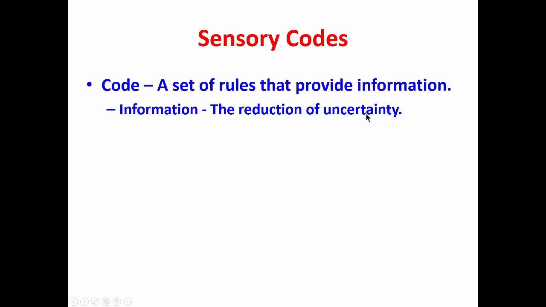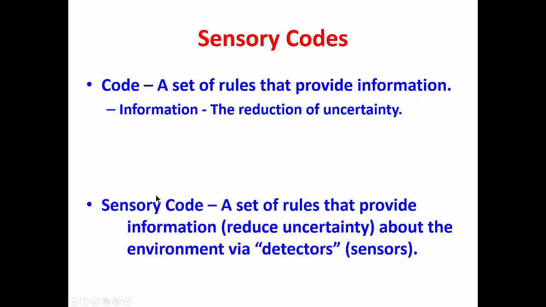Then let's say that you or another student asks a question of the professor about that test to further reduce the uncertainty. We're getting more information, we're further reducing the uncertainty. With these definitions, we can go on to more fully understand a sensory code as a set of rules that provide information or reduce uncertainty about the environment via detectors or sensors.